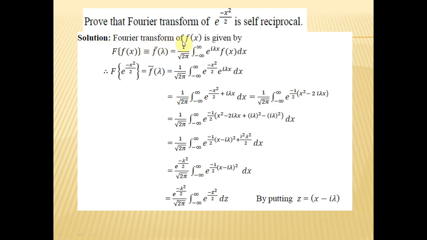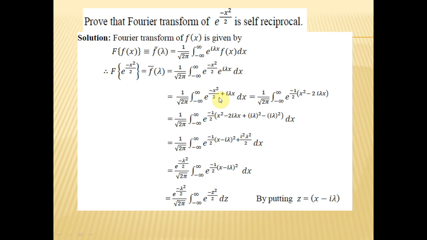So the Fourier transform of f of x is given by the formula f bar of lambda is equal to 1 by root of 2 pi integral minus infinity to plus infinity e raised to i lambda x f of x dx. And we will take this f of x as e raised to minus x square by 2. So e raised to minus x square by 2 e raised to i lambda x dx. Actually, we need to integrate the function, but the direct integration is not possible. So we will make this a perfect square, by adding and subtracting a suitable term.